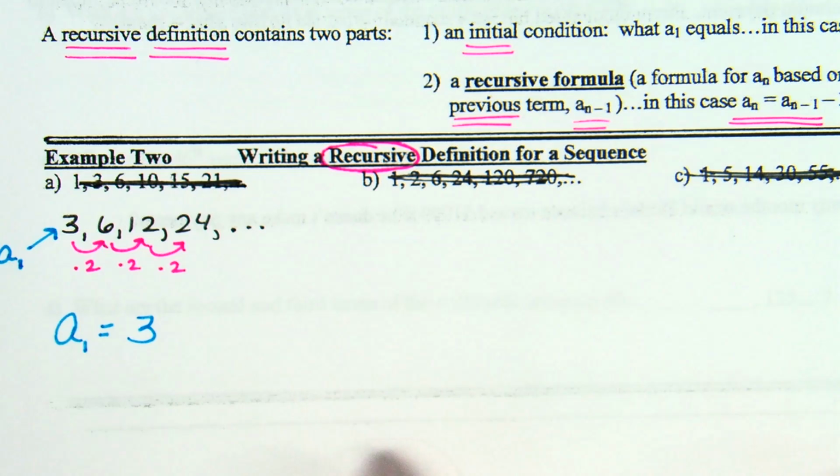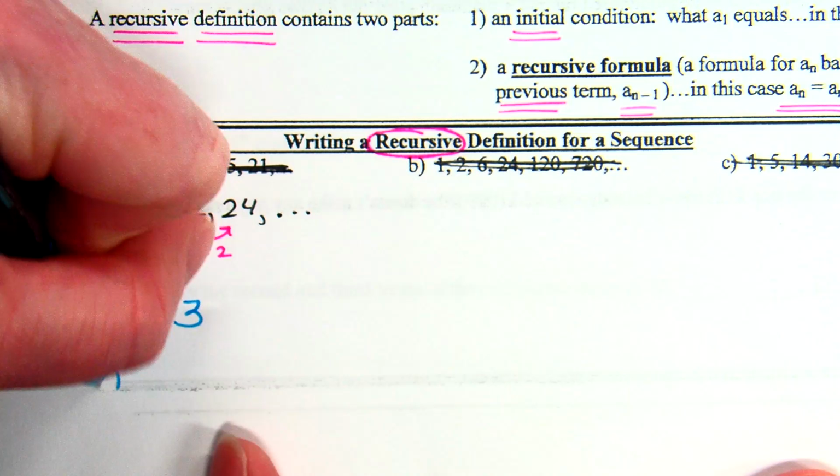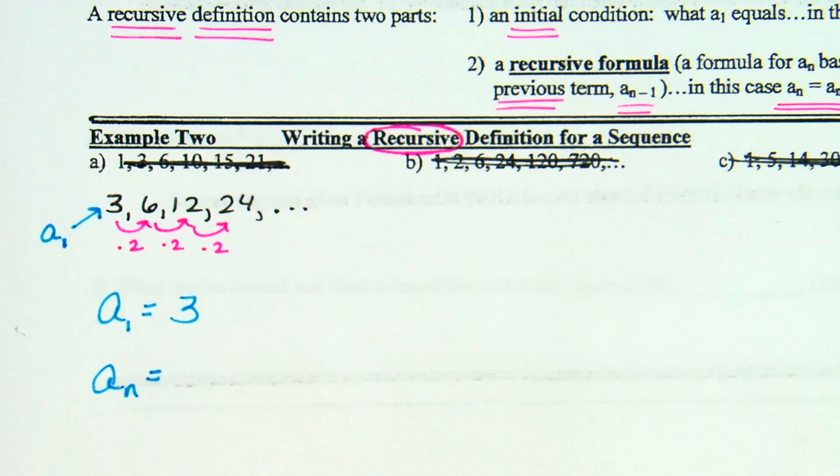It does. Sorry, thank you. Okay, so A of 1 is 3. That is one of your 2 pieces required. Then, in order to write the actual part of the recursive formula, it's always going to be A of n equals, and it's always going to be using the previous term. So how do you find the nth term?